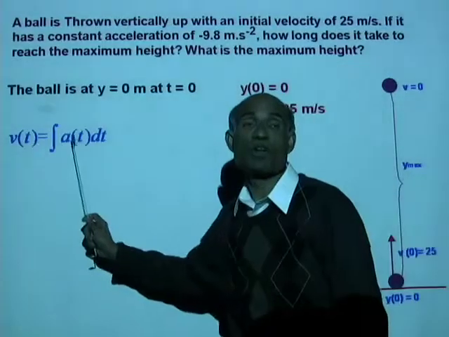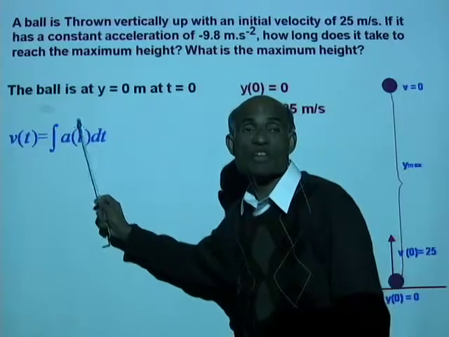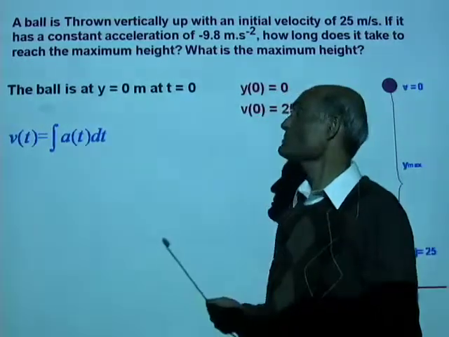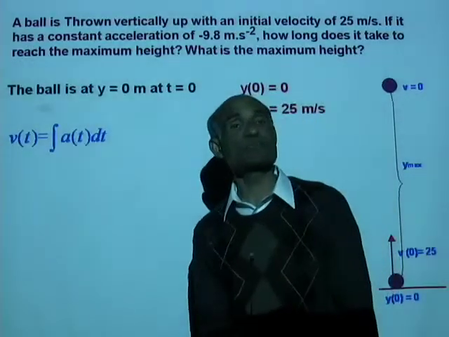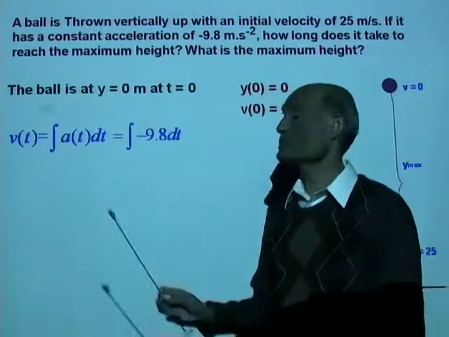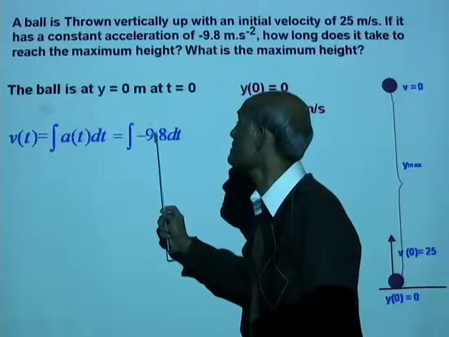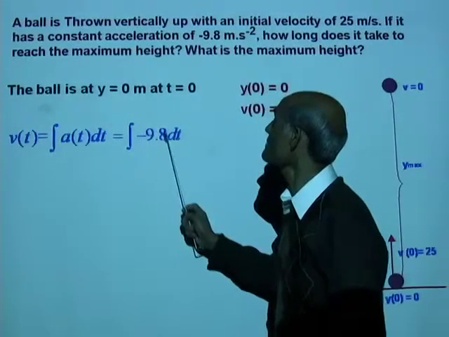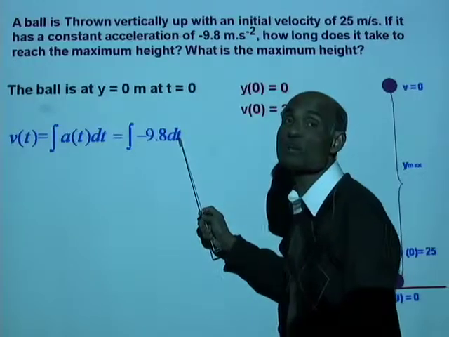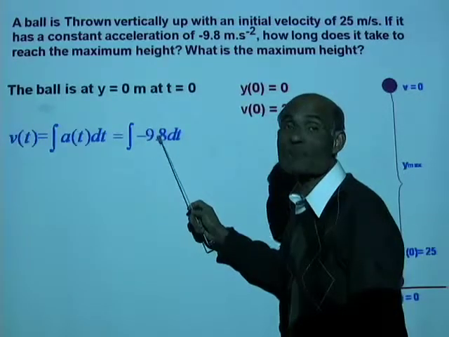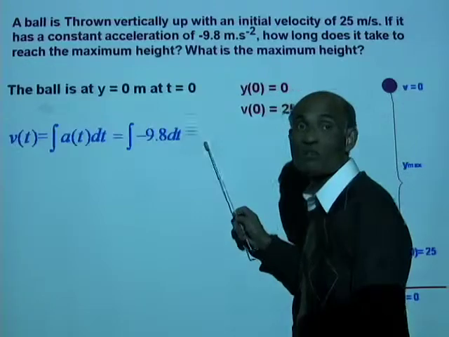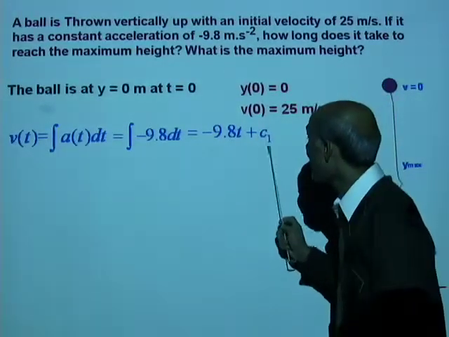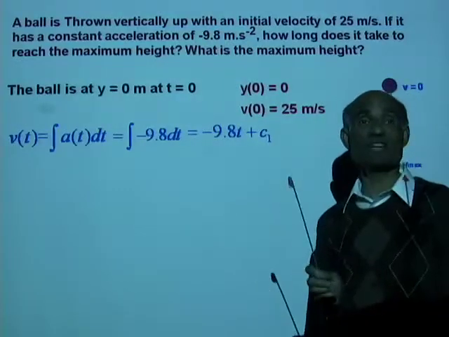So, as usual, we take the acceleration, integrate it to find the velocity function. v of t equal to integral a of t dt. a of t is negative 9.8. So we got integral negative 9.8 dt will be negative 9.8 t plus c1. There you go. And now we need to find the c1. How do you find c1?